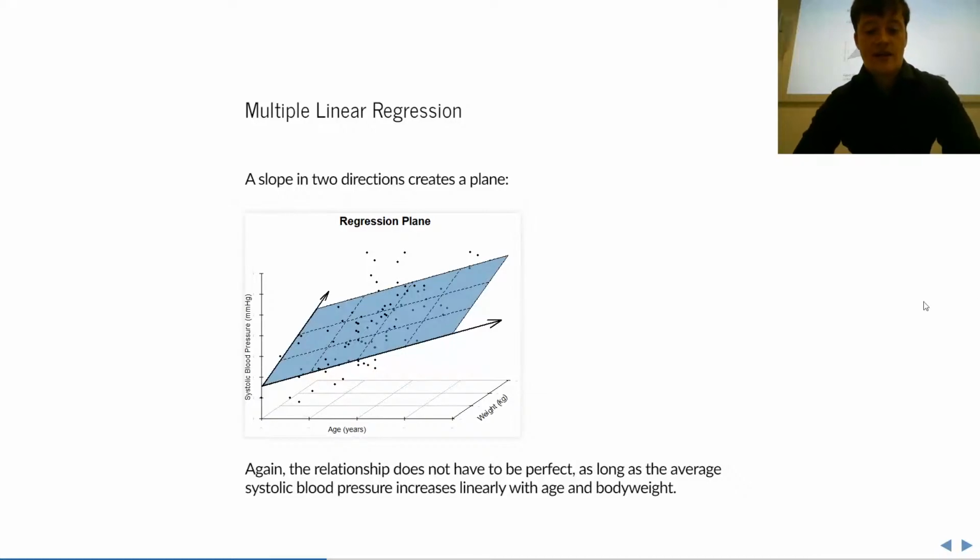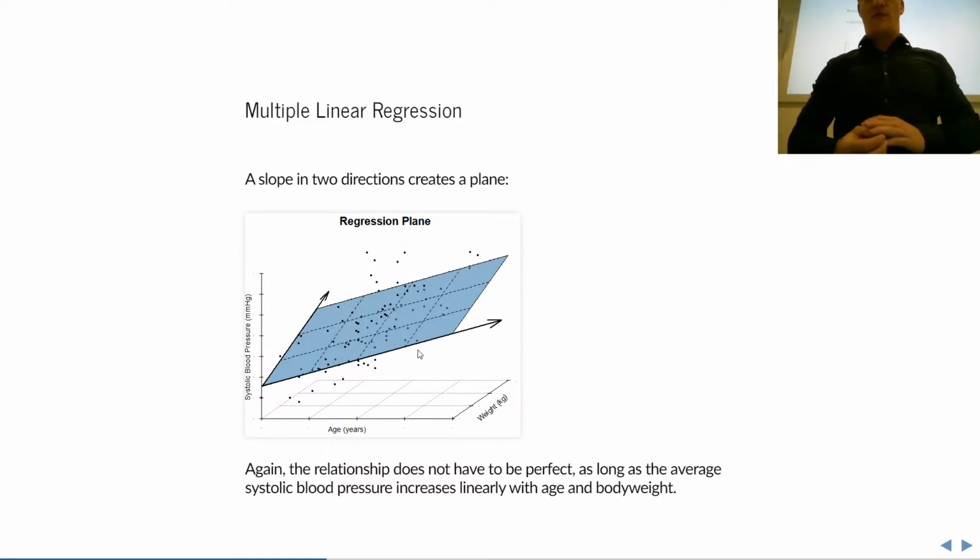This is what that looks like. You can have a three-dimensional plot. Well, it's still a two-dimensional screen, but you get the idea. You can have a linear increase in systolic blood pressure with age, but anywhere on this line, we can still linearly go up in the other direction for the weight. Yeah, so that is how you can have linearity in more than one direction at the same time.